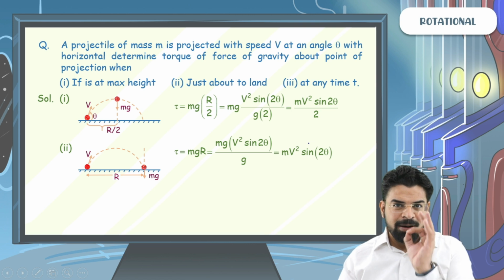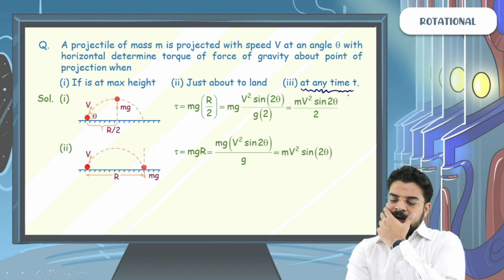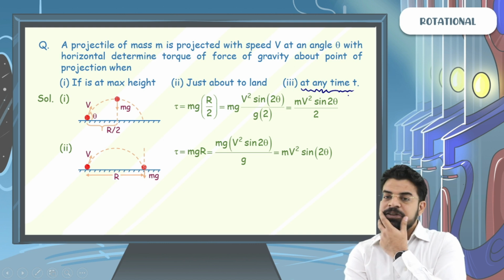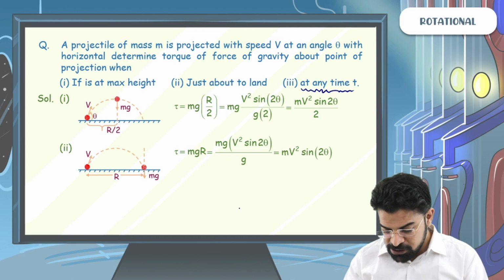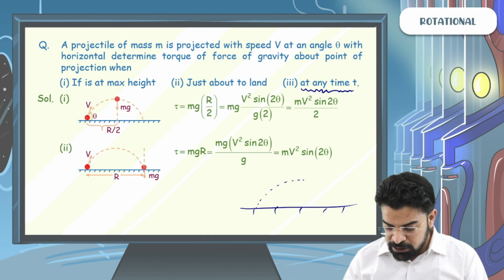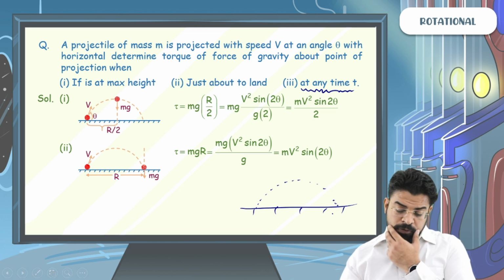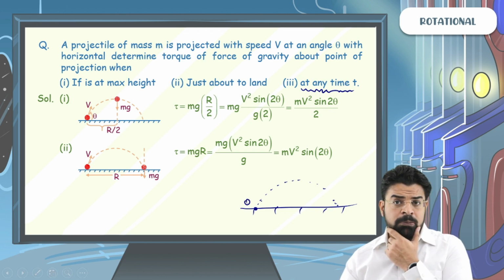Now the third part of the question. What is the torque of the force of gravity at any time t? What is the torque of force of gravity about the point of projection at any time t? So sir, you have projected the projectile. It is undergoing this parabolic path. You want the torque of force of gravity about the point of projection at any time t.